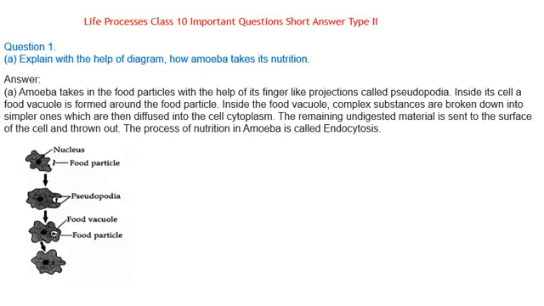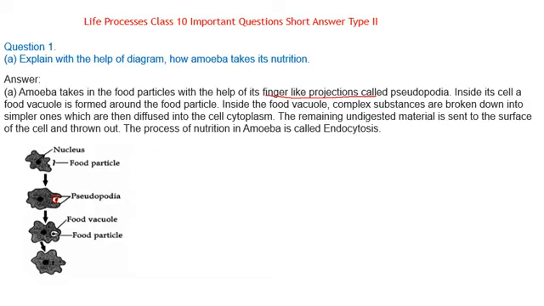The next questions we have taken from Life Processes. Let's take the first question. Explain with the help of a diagram how amoeba takes its nutrition. Amoeba takes in the food particle with the help of finger-like projections. What do we call the finger-like projections? They are called pseudopodia. Inside its cell, a food vacuole is formed. See how it engulfs the food.